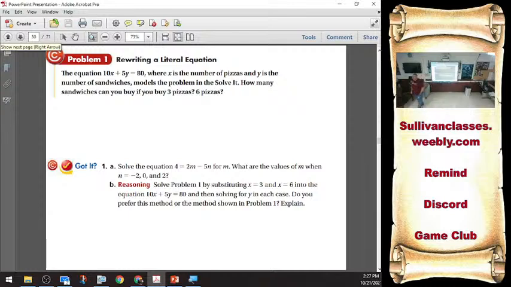You got 13 more to go. That's exactly what example number 1 is. If I have this, could I rewrite it? Yes, I can. Take 10x plus 5y equals 80. They said x is pizzas, y is sandwiches. Okay, so they're labeling it off to the side. We did that with some of our word problems at the beginning of the year.